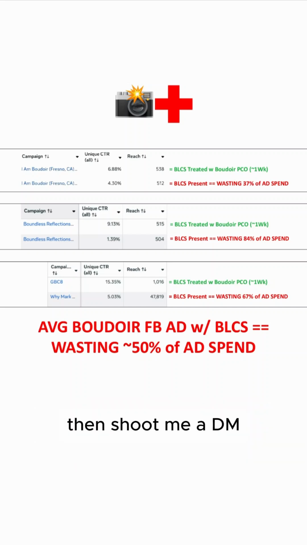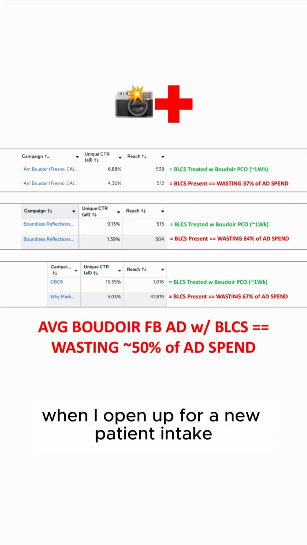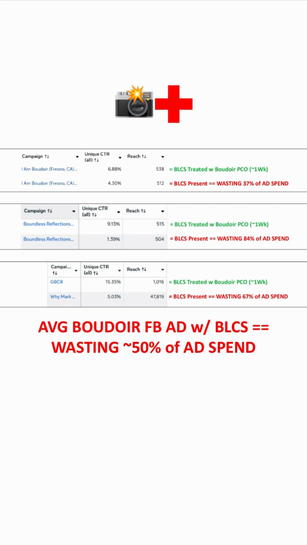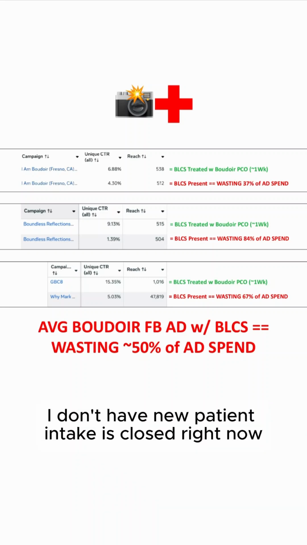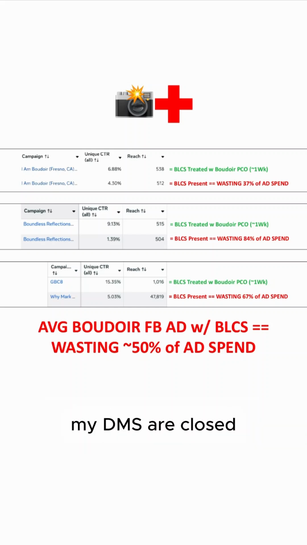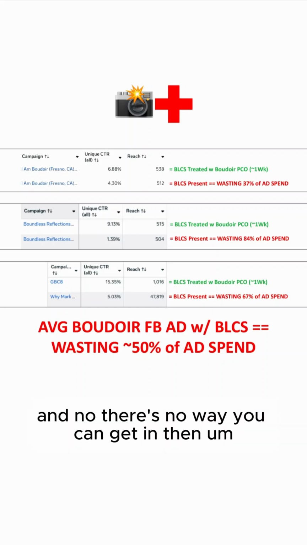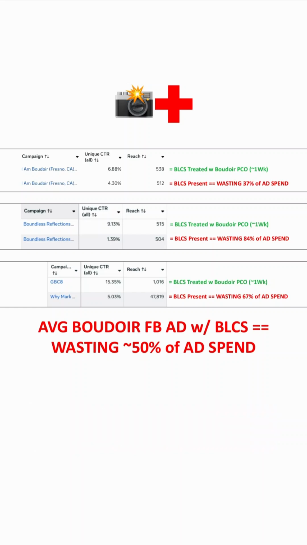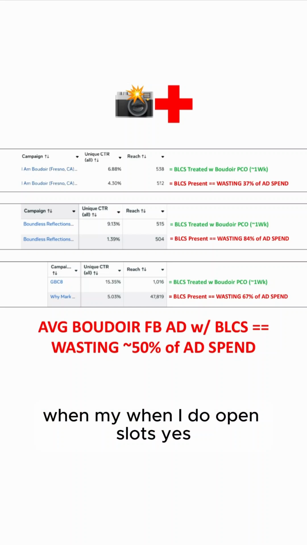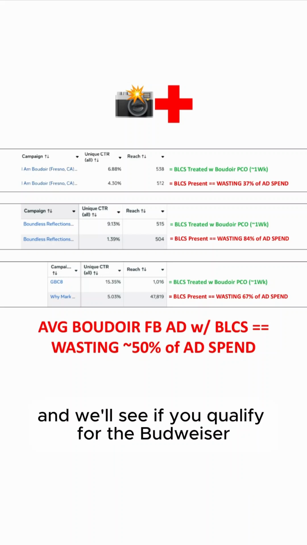Then shoot me a DM when I open up for new patient intake. I don't have new patient intake open right now. My DMs are closed, and no, there's no way you can get in. But when I do open slots, yes, you will hear about it. You can DM then, and we'll see if you qualify for the Boudoir Pico treatment.